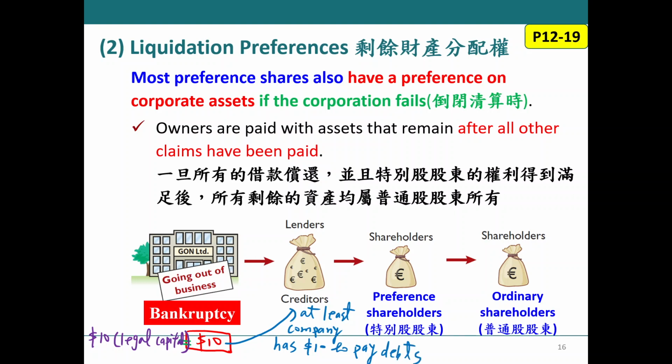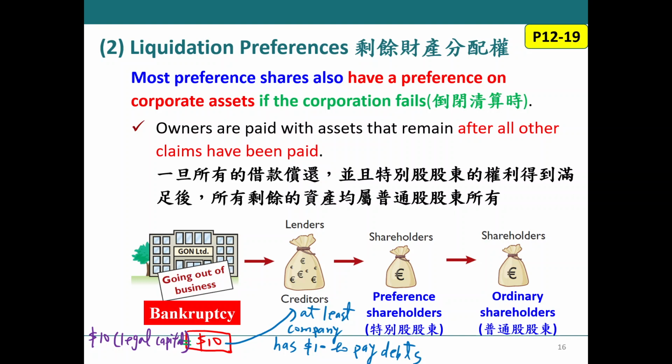Okay, so that's the purpose. We put $10 on the shares in order to protect creditors. So that's why we had the old rules, because we want to use the $10 to determine the legal capital. 法定资本, legal capital, means your company cannot use it no matter what. In this way, you could pay the $10 to creditors. Okay? So that's the purpose we put par value on the shares.